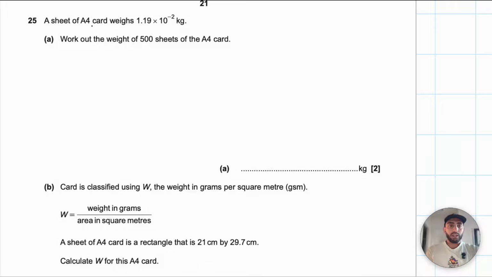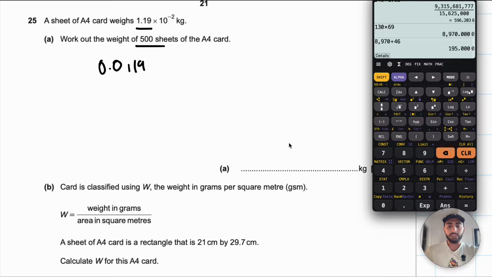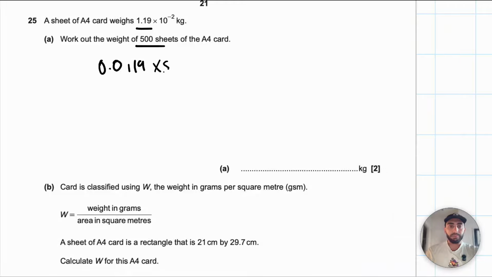Question 25. A sheet of A4 card weighs 1.9 times 10 to the negative 2 kilos. Work out the weight of 500 sheets of the card. So just to type this in easily on my calculator, I'm going to change this into an ordinary number. This is telling me how many zeros there are at the start. Because this is a negative, it's going to be a really, really small number. So there's going to be 2 zeros, and the decimal will be between them, and we've got 119. We're trying to find out 500 sheets, so we need to multiply that by 500. That's 5.95.